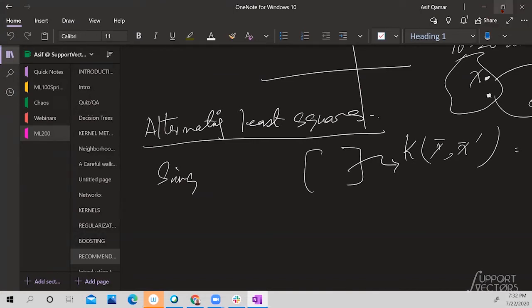So Asif, for the loss function for the boosting, is there a function called like the boosting loss function? The loss function is not usually specific to the method?